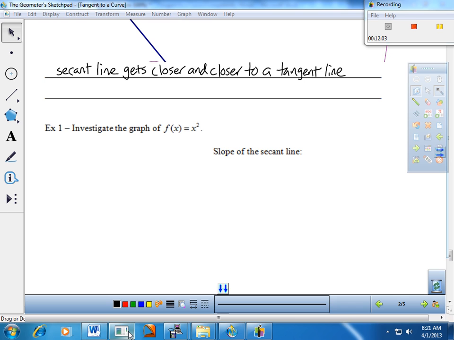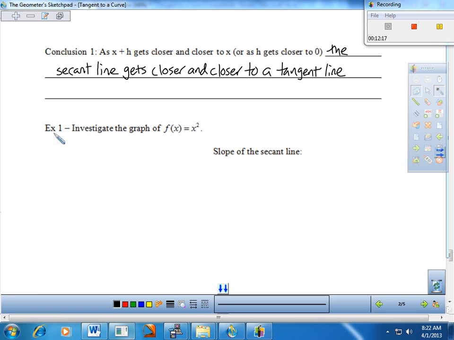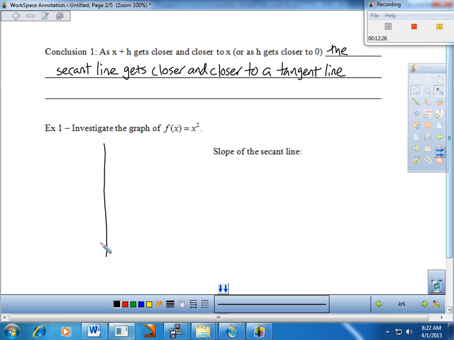So the best thing for us to do is just to start with a very particular graph, and then see if we can calculate the slope of our secant line based on what we have, and then move forward from there. So everyone, example 1 on your paper. It says, investigate the graph of y equals x squared. Perfect. Probably a nice, easy function to do this with.